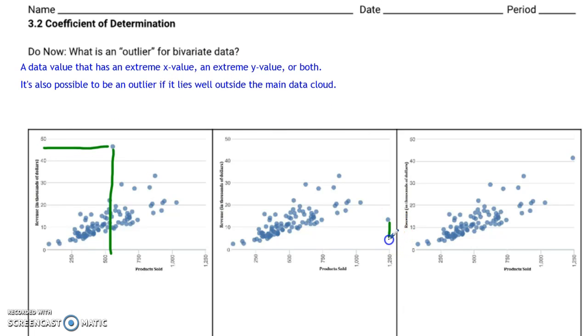Contrast that with this point. This point has an extreme x value because 1250 is much higher than all of the other x values given, whereas its y value is pretty much in the middle of the pack. So these are two examples of outliers because they have extreme x or y values.